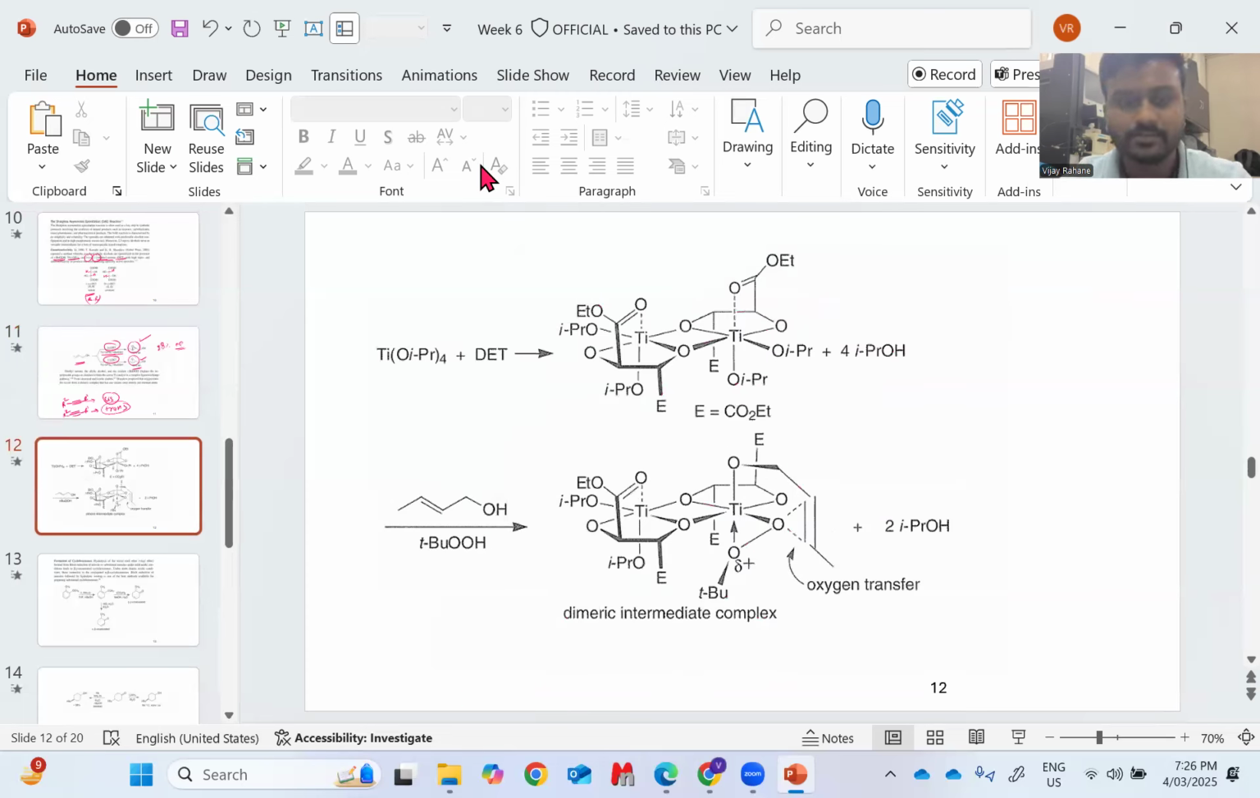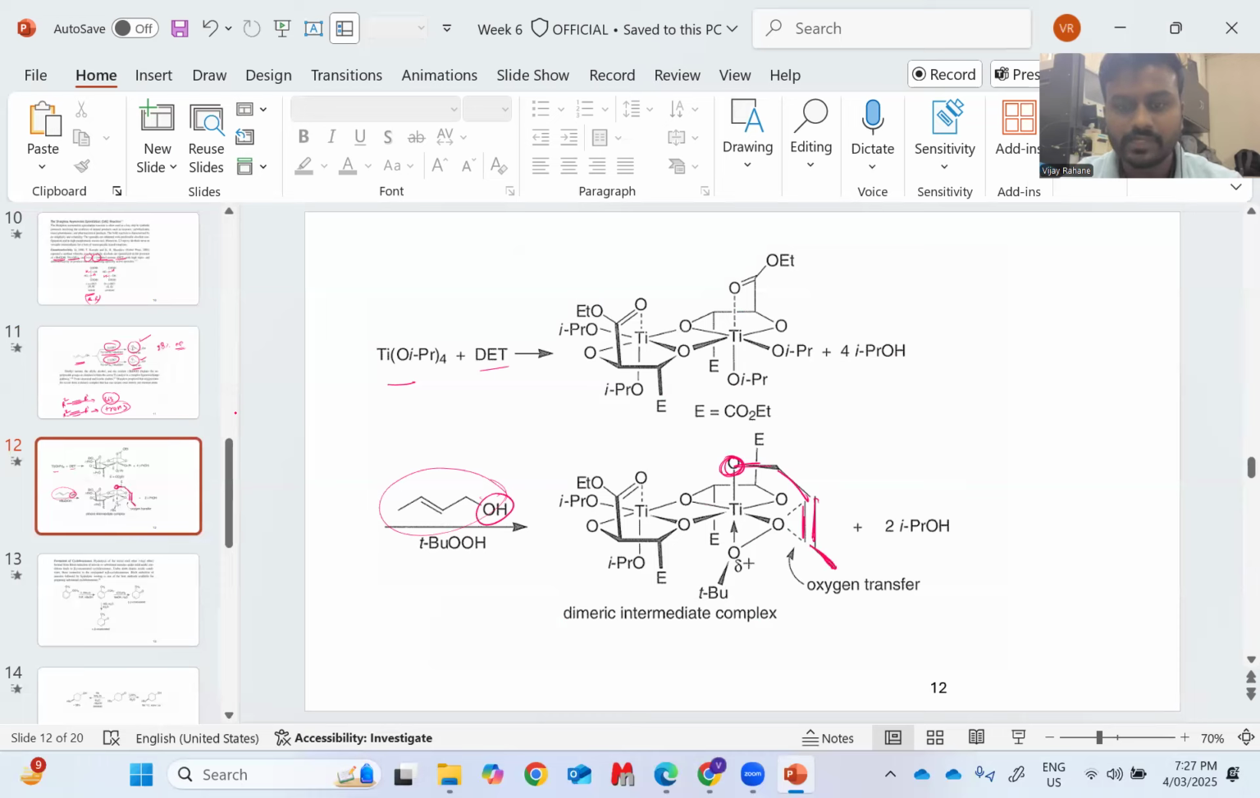So this is the mechanism. This titanium isopropoxide and the diethyl tartrate form an intermediate complex, which you can see here. When it forms such a complex, it reacts with our reagent, so you can see here the olefin and the hydroxide. This hydroxide forms a complex, and this complex is getting formed.